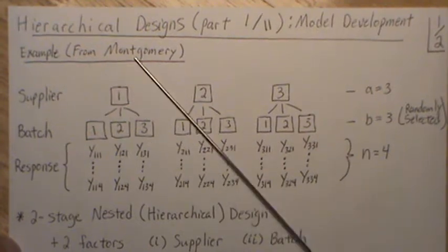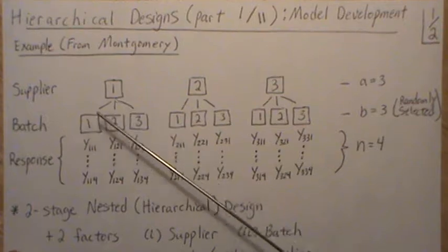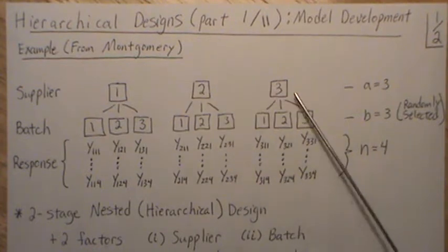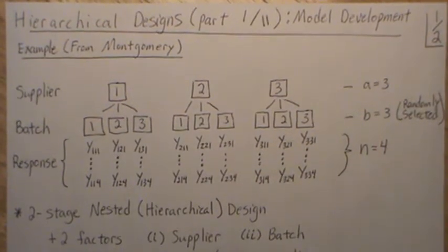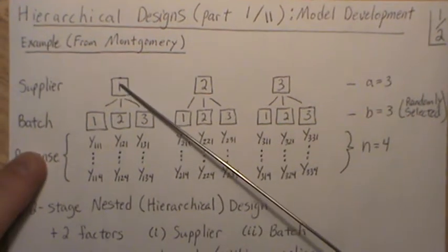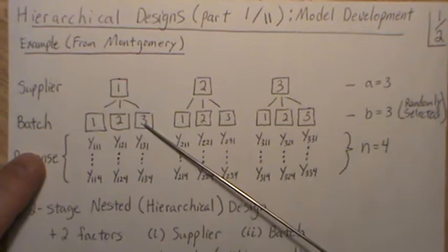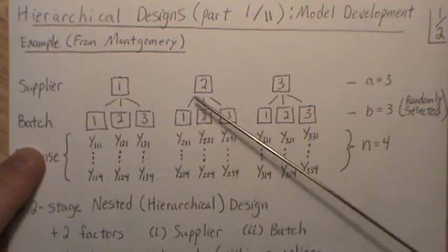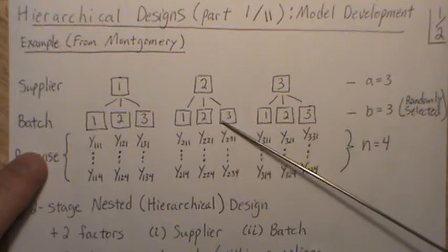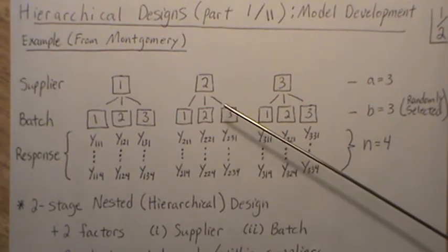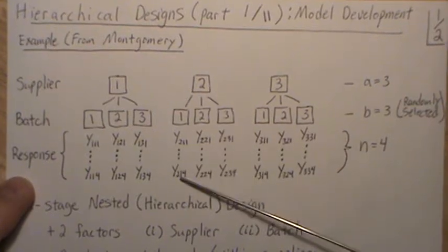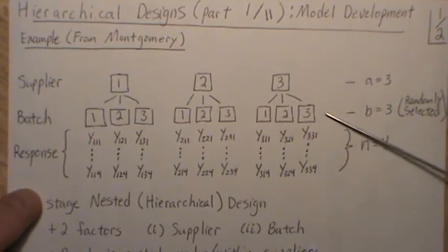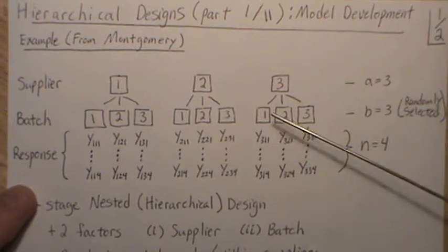So let me give you an example, and this is from Montgomery's book, that he talks about: a company receives raw material from 3 suppliers, and they want to test the purity of these samples. So what they do is for supplier 1, they randomly pick 3 batches to test, and then they do 4 different tests to see the purity on each of those. And for supplier 2, they randomly select 3 different batches, and then they test the purity four times within each batch. Supplier 3, they randomly pick 3 batches, and then they test the purity of each of those batches.